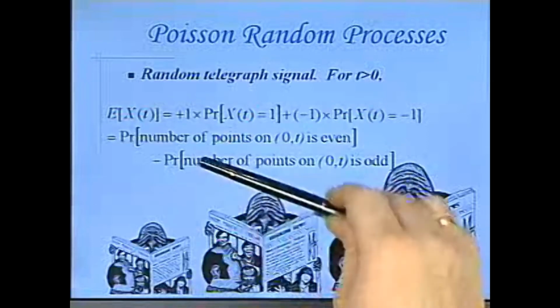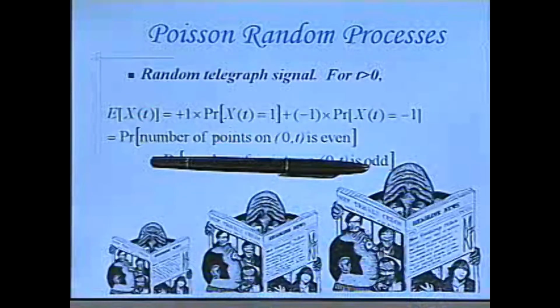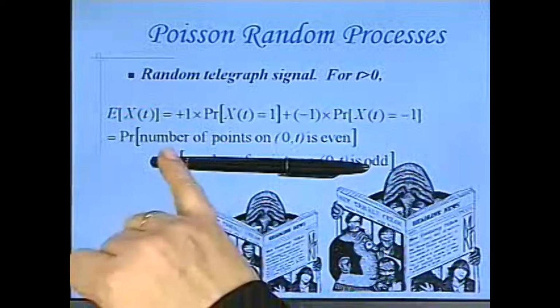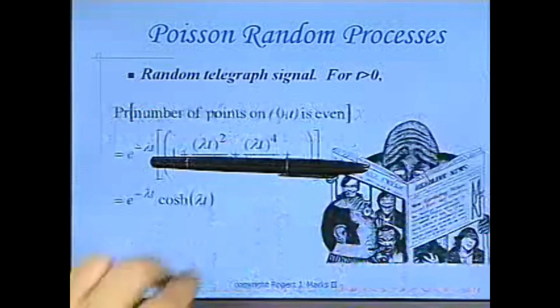So we need to find out these values, the probability that the number of points on 0 to t is even. Well, what is that probability? That means the probability that there are 0 points, or there are 2 points, or there are 4 points, or there are 6 points, or there are 8 points, etc. So therefore, we have to look at all these probabilities. Each one of those is mutually exclusive of the other one, so we can simply add them up. So the probability that the number of points on 0 to t is even is equal to the probability that there's 0 points, plus the probability that there's 2 points, plus the probability that there's 4 points, etc.